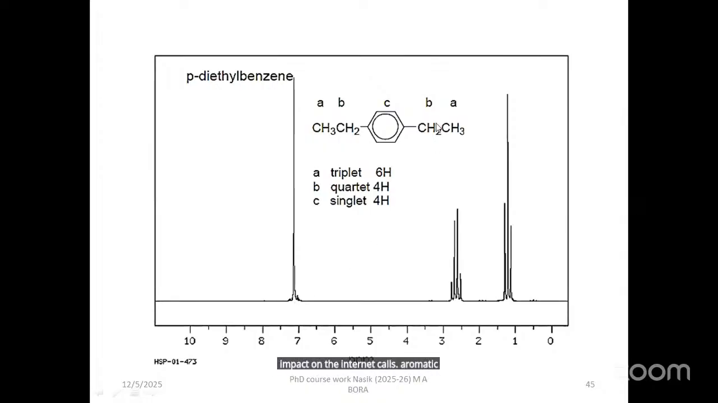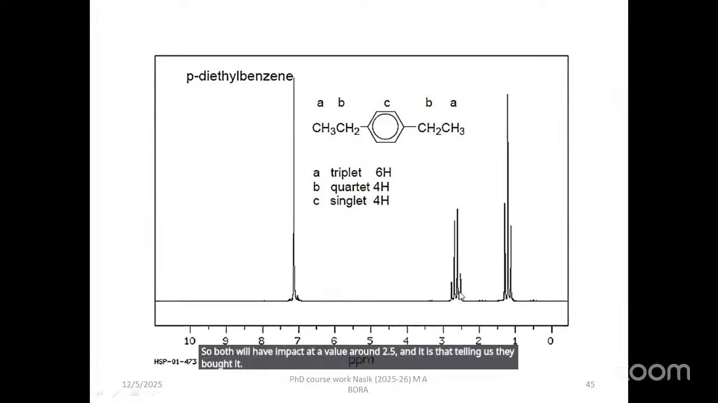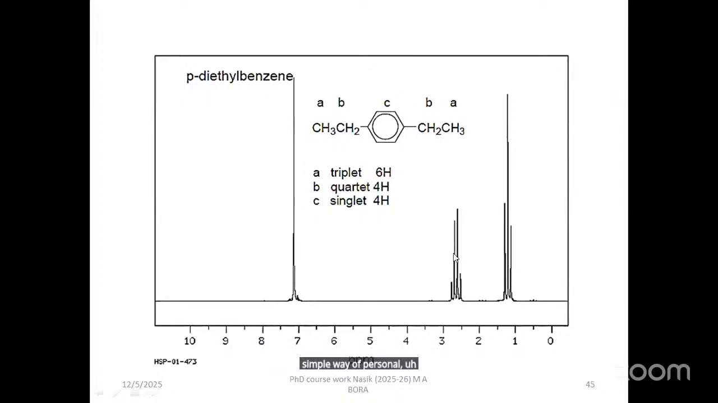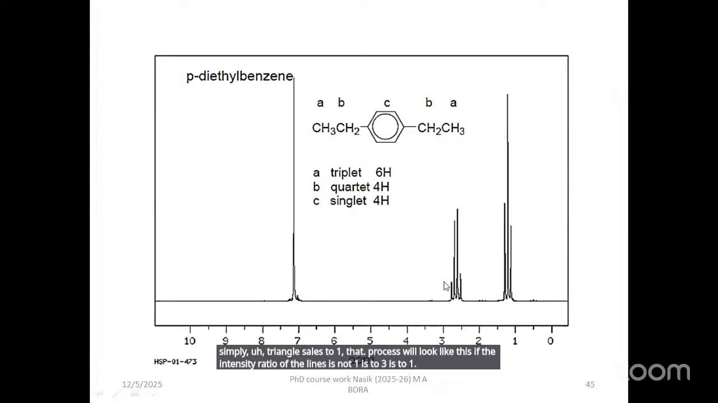aromatic protons. Now CH2 and CH3 are coupled with each other, and CH2 will be more deshielded than CH3. One, it is a highly substituted carbon as compared to CH3, and it is next to the aromatic ring. So CH2 will appear at a value around 2.5, and it is appearing as a quartet. Simply, Pascal's triangle says 1:3:3:1. The quartet will look like this. If the intensity ratio of the lines is not 1:3:3:1, then it is second order splitting. If it is, then it is a quartet, and it is a quartet because next to that there are three neighboring protons, so 3 plus 1, 4 lines.